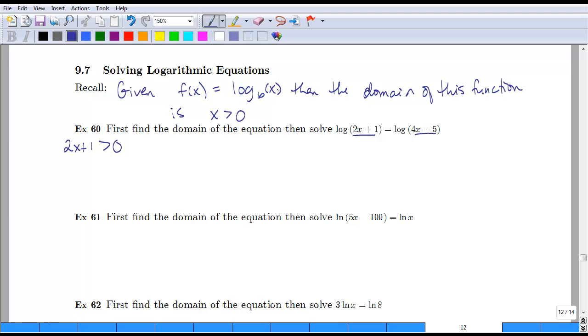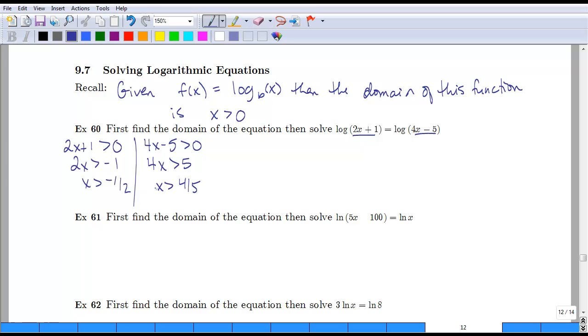So in this case, it would be 2x plus 1 needs to be greater than 0. We subtract the 1 over, we get 2x has to be greater than negative 1. And then we divide by 2 to get x must be greater than negative 1/2. So that's one element. Let's see what the other one produces. We have 4x minus 5 is greater than 0. We add the 5 to the other side, so 4x has to be greater than 5. And then we divide by 4 and we get that x has to be greater than 4/5.